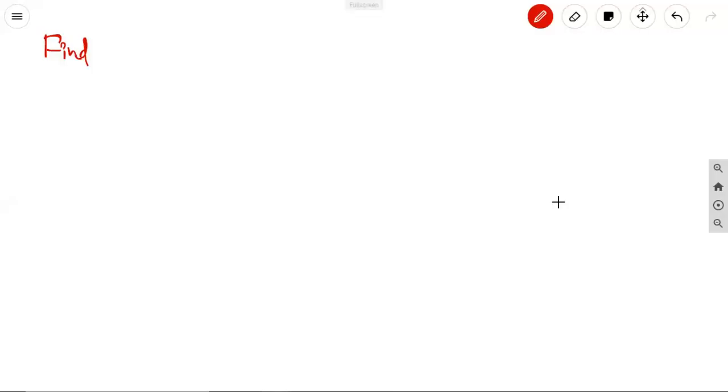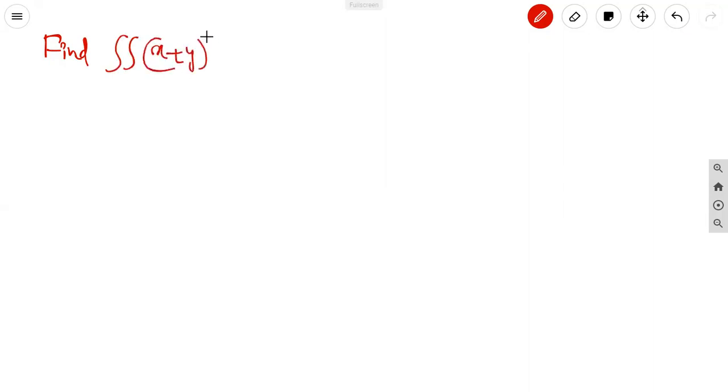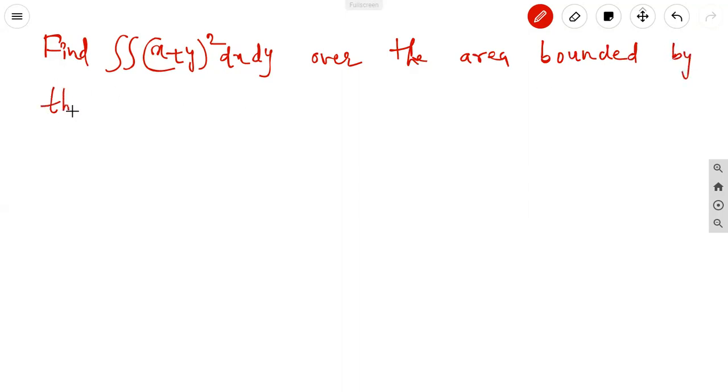Let us discuss a problem on multiple integrals. In that, the problem is to find the double integral of (x plus y) whole square into dx dy over the area bounded by the ellipse x square by a square plus y square by b square equal to 1.